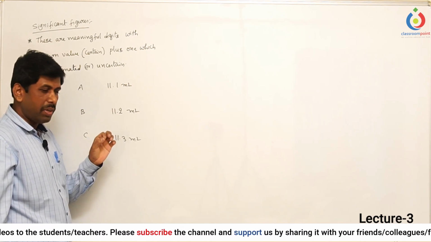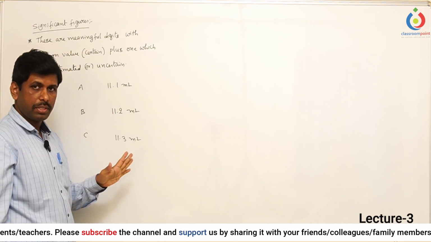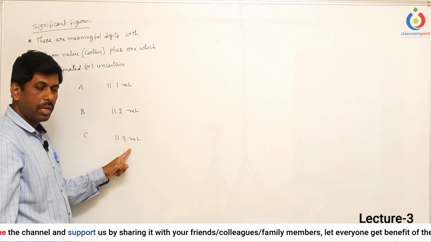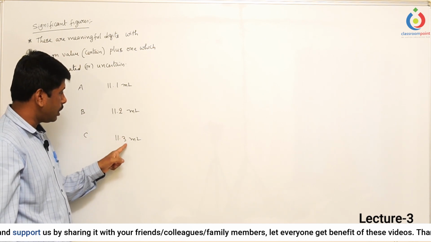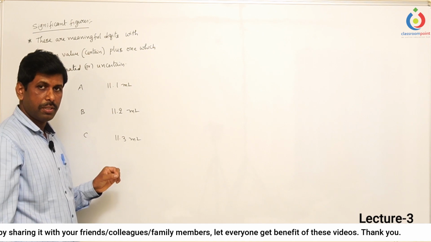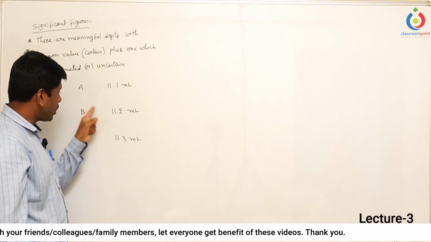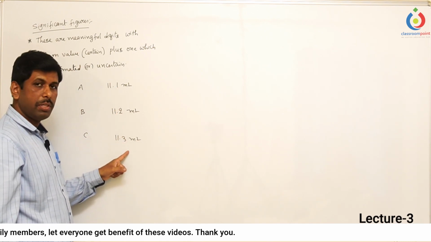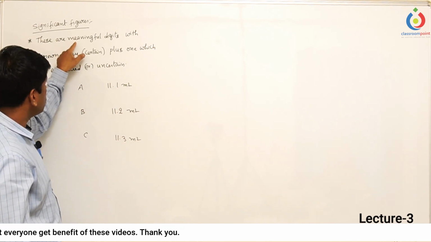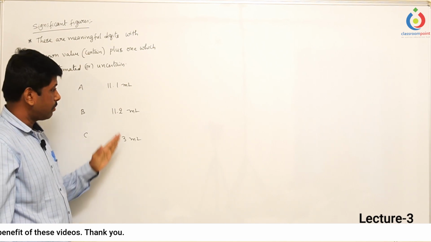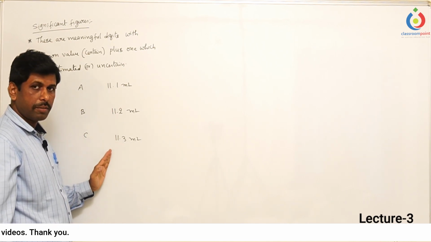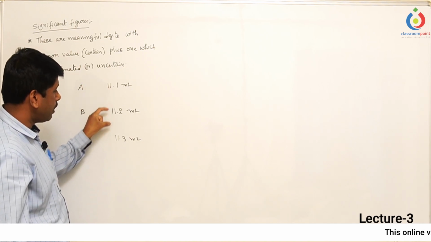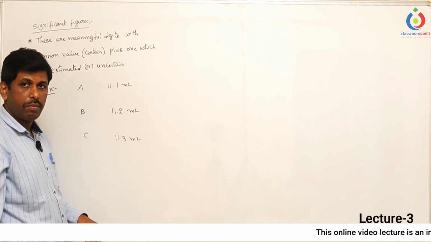Which is not the fixed value? The last digit is always not fixed. Which is the last digit here? 0.1, 0.2, 0.3, so here 1, 2, 3. These digits are not fixed. Means we don't know who actually got the exact value. Maybe this value is correct, maybe this value is correct, maybe this value is correct. That is what it says, that these are meaningful digits. Here some meaningful digits are there, and among those meaningful digits, some values are certain values and some values are uncertain values.